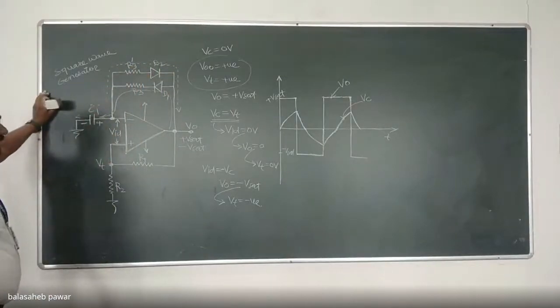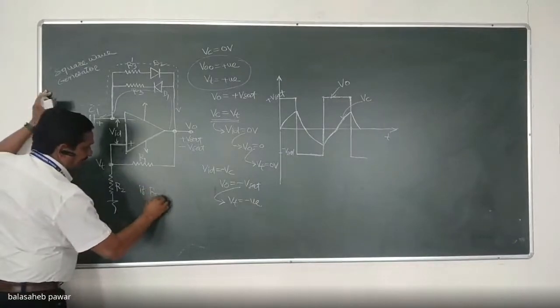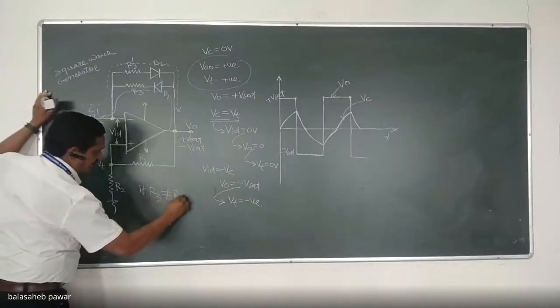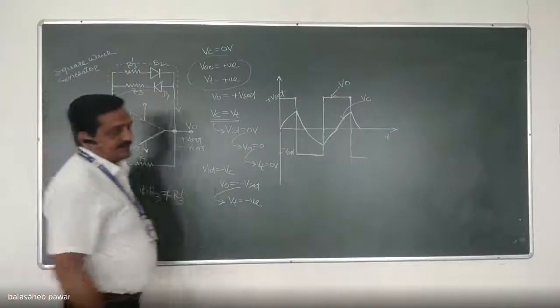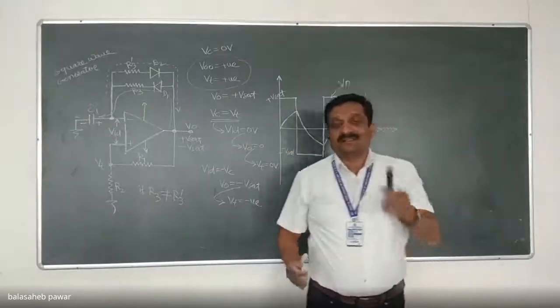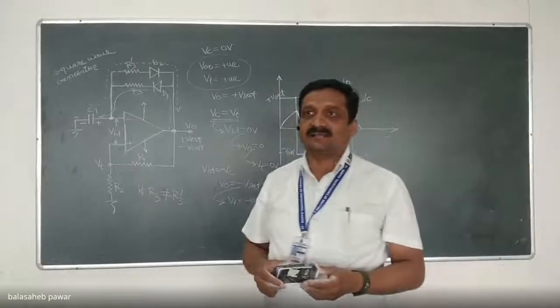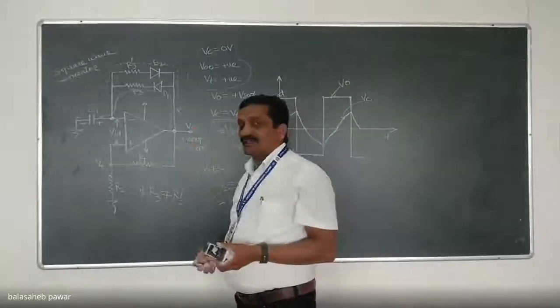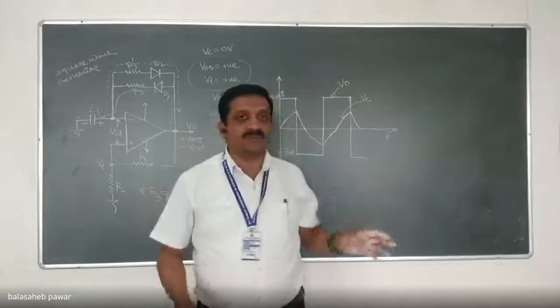Okay. Now you will observe if R3 is not equal to R3 dash, if these two resistors are not equal, then what will happen? The charging and discharging time will be different. And when charging and discharging time will be different, we can say the generated square waveform will not be symmetrical.